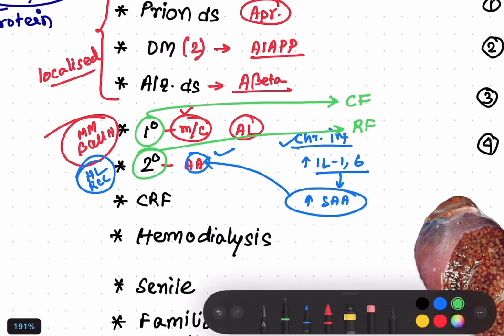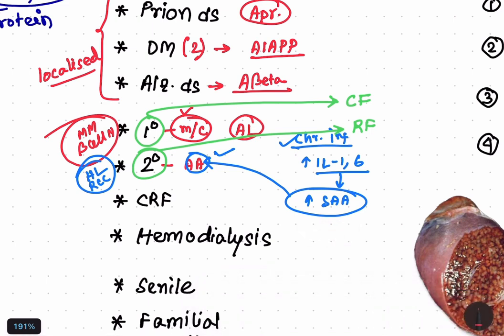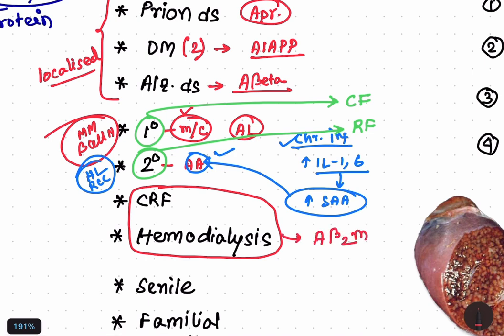Okay, returning to our topic. Coming to chronic renal failure. See, in chronic renal failure, or if the patient is on hemodialysis, please remember it is A beta 2 microglobulin. It's not A beta. A beta is in Alzheimer's. This beta 2 microglobulin cannot be filtered out by the dialysis membrane, so it will get accumulated and can lead to amyloidosis. So in case of chronic renal failure also.